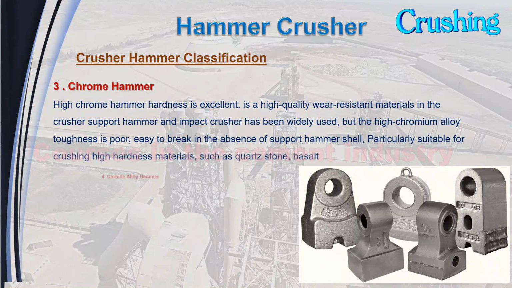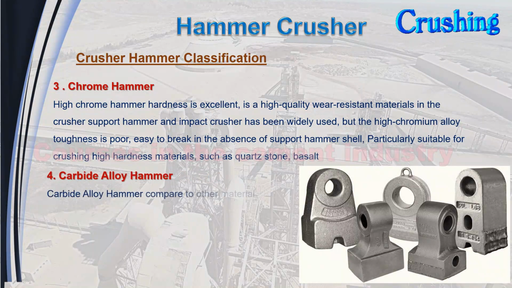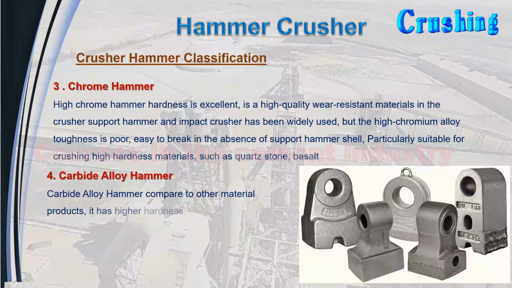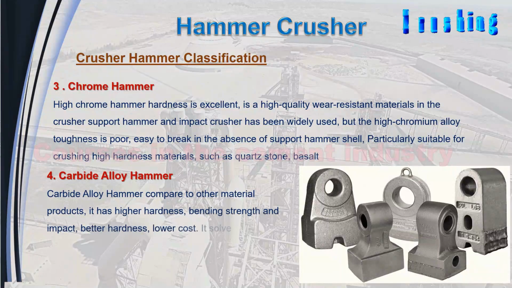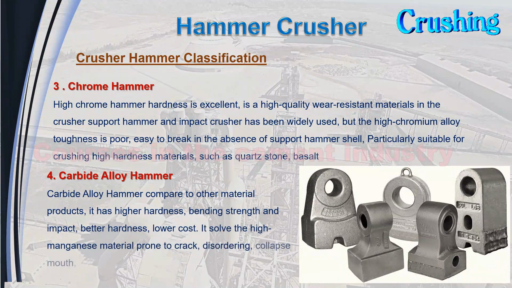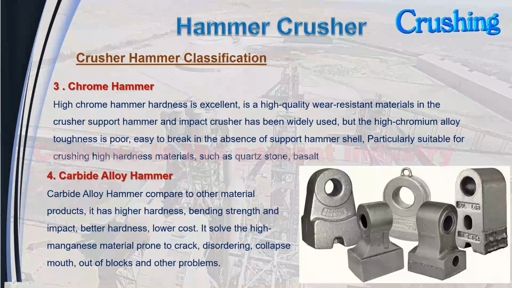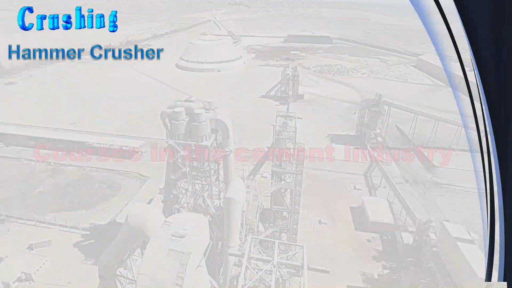4. Carbide alloy hammer. Compared to other material products, the carbide alloy hammer has higher hardness, bending strength, and impact resistance, better hardness, and lower cost. It solved the problems of high manganese material being prone to cracking, desoldering, collapsed mouths, and breaking out in blocks. Hammer crusher components.